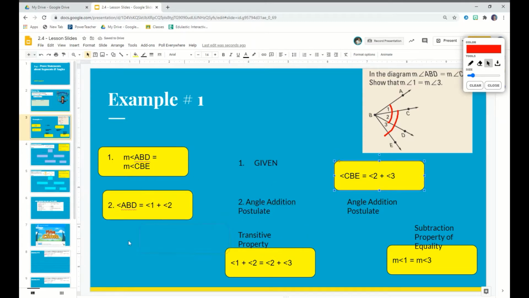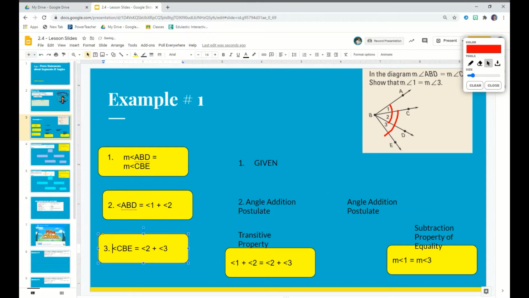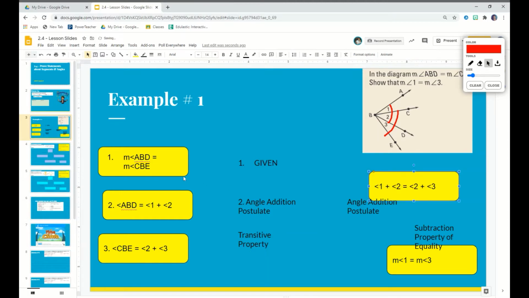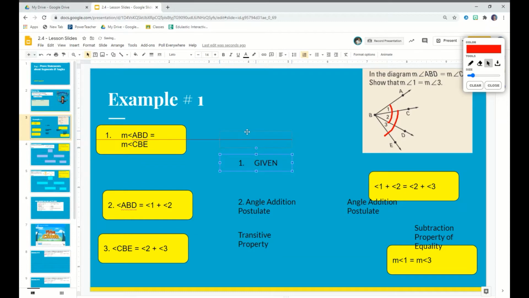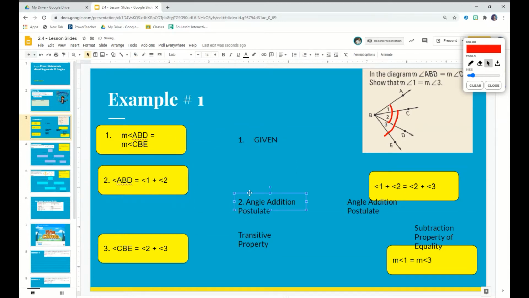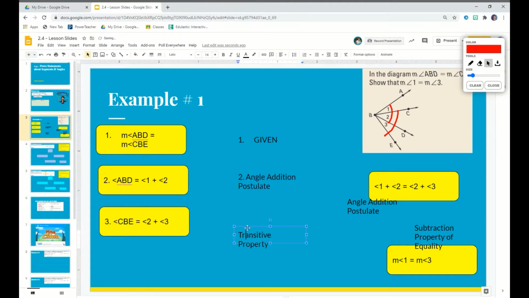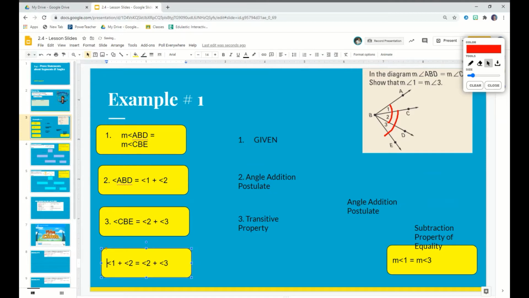Okay. Angles 2 and 3 together make up angle 4. So if ABD is equal to angle 1 plus angle 2, CBE is equal to angle 2 plus angle 3, and ABD is equal to CBE, then I can use the transitive property. So when you organize it in a T-chart, these statements build on each other. Every statement depends on the statement before it, or uses the statement before it as a justification. Okay? All right, that was the first example.